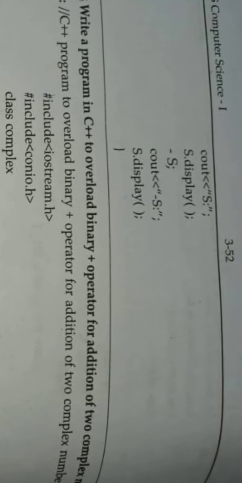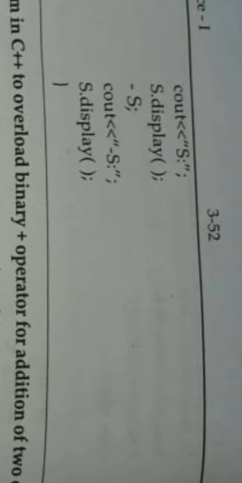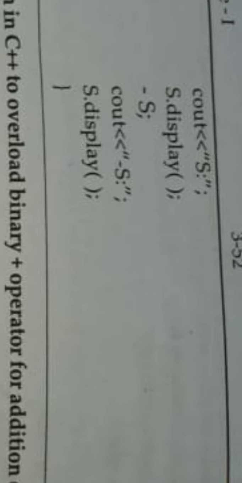Then just connecting that minus sign with the s, minus s, it will change all the signs in that s, that is l, m, n. If l is positive, it becomes negative, if m is negative, it becomes positive, like that. And then we display the new values, which are changed after making them negative.